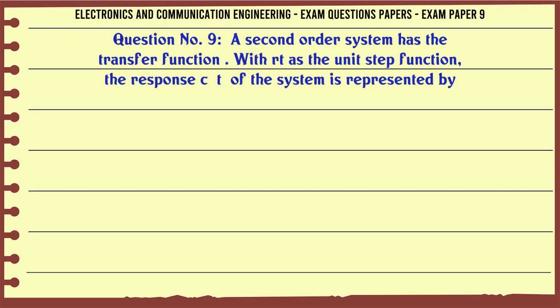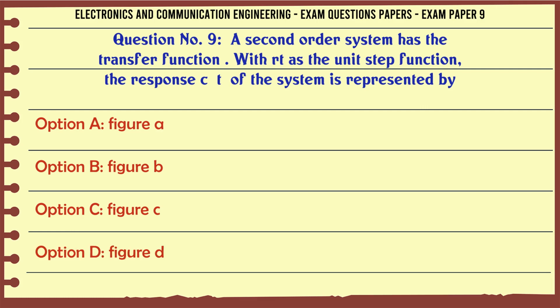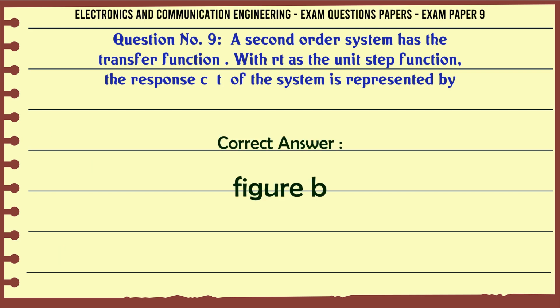A second-order system has the transfer function. With r(t) as the unit step function, the response c(t) of the system is represented by A) figure A, B) figure B, C) figure C, D) figure D. The correct answer is figure B.